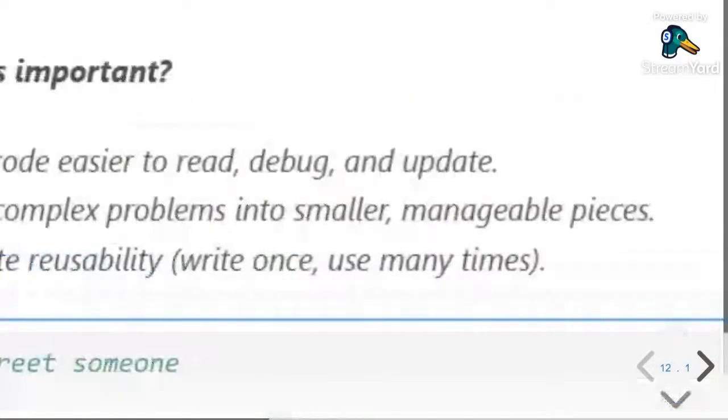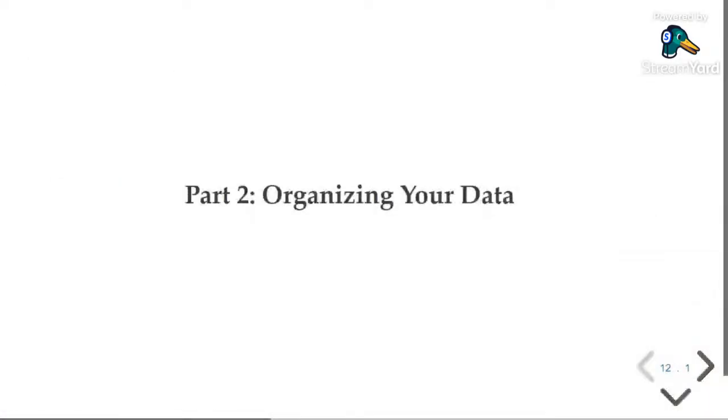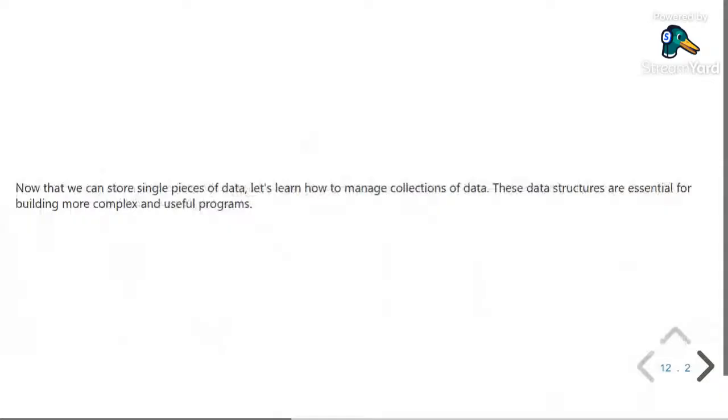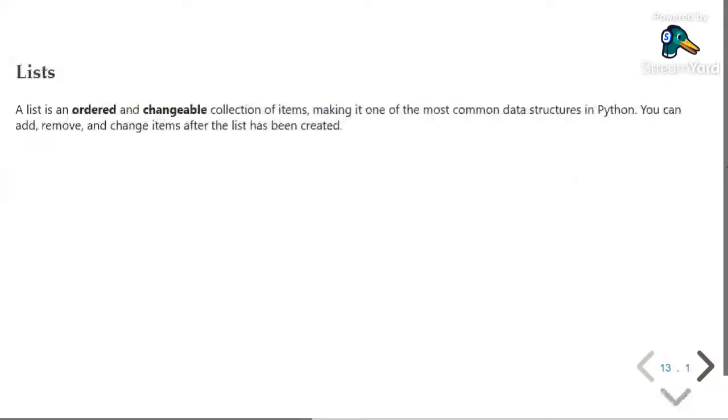So part two, organizing your data. Now that we can store pieces of data, let's learn how to manage collections of data. These data structures are essential for building more complex and useful programs. Here we'll see how we can organize our data and make it more readable and less buggy. A list is an ordered and changeable collection of items, making it one of the most common data structures in Python. You can add, remove, and change items after the list has been created.